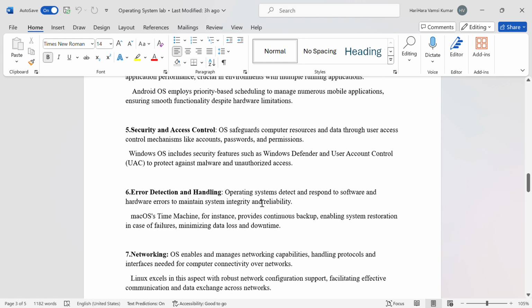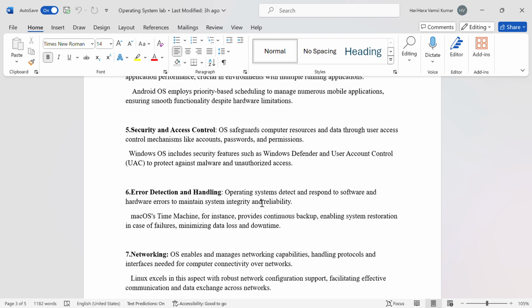And the fifth one is security and access control. The OS safeguards computer resources and data through user access control mechanisms like accounts, passwords, and permissions. Windows OS includes security features such as Windows Defender and User Account Control to protect against malware and unauthorized access.